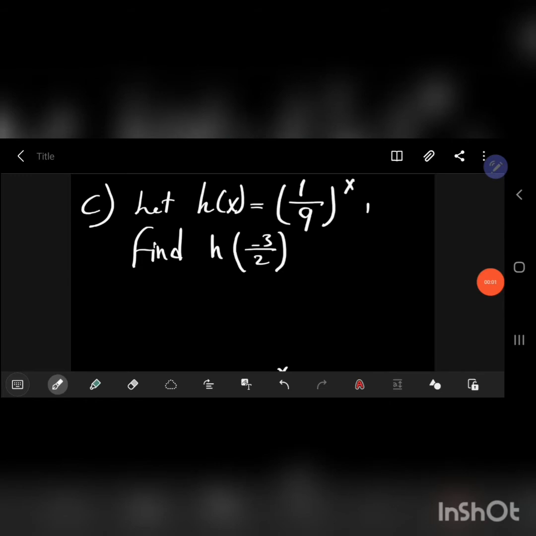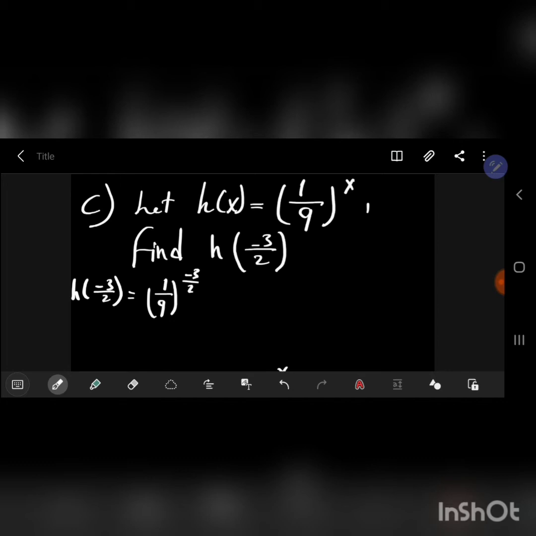The third example I have is let h of x equal to 1 over 9 to the power x. Find h of minus 3 over 2. So I put minus 3 over 2 instead of x. So h of minus 3 over 2 equal to 1 over 9 to the power minus 3 over 2. How can I solve this question? Instead of minus 3 over 2, I can put minus 1.5.